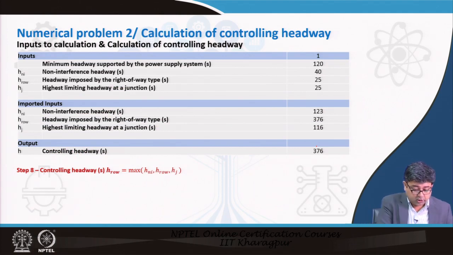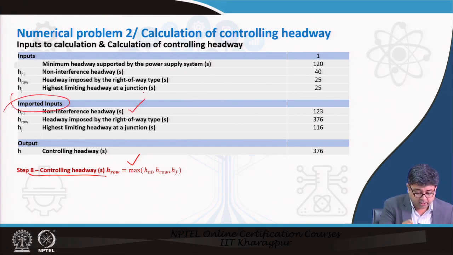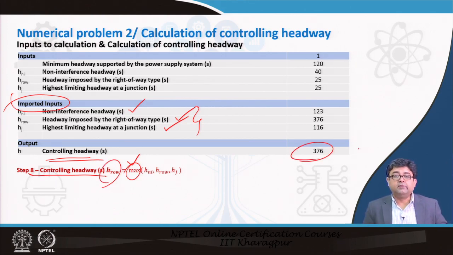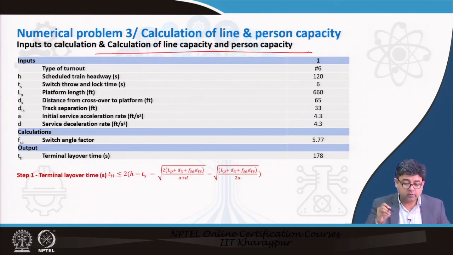So, now the controlling headway is the maximum of these three headways that you have just calculated. You have calculated the non-interference headway, you have calculated the headway imposed by right of way types, and you have calculated the highest limiting headway at a junction. The maximum value among these three will be your controlling headway. So, once you know the controlling headway, the headway value is 376. Now, you can go ahead and calculate the line capacity and the person capacity.